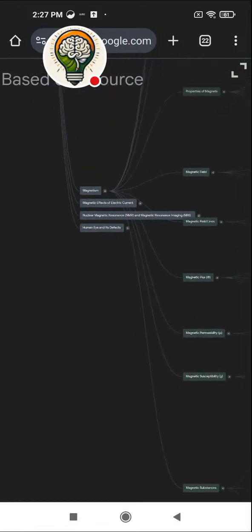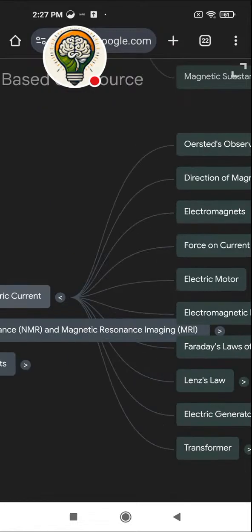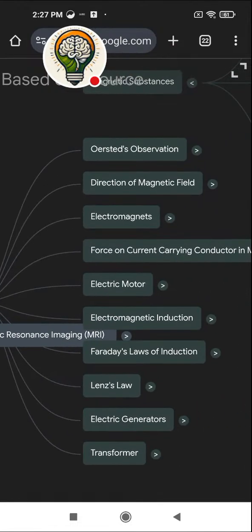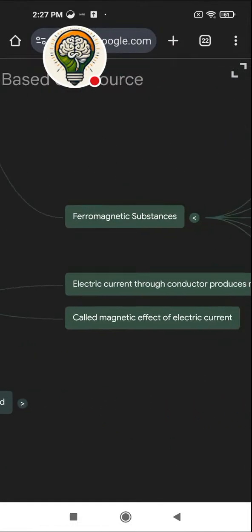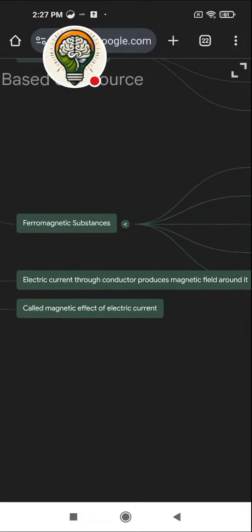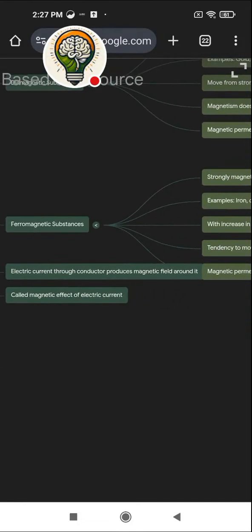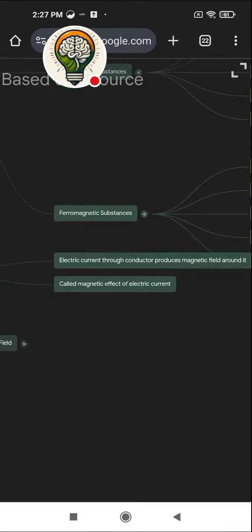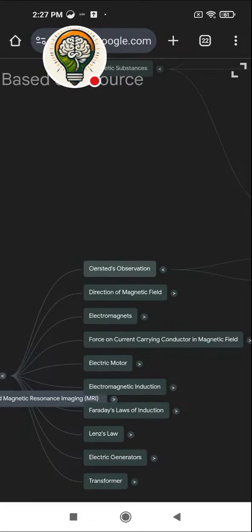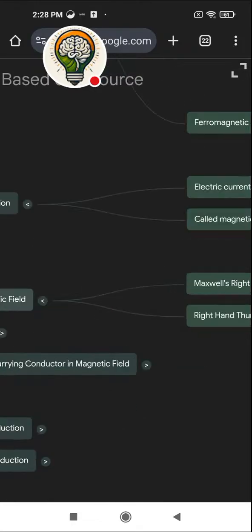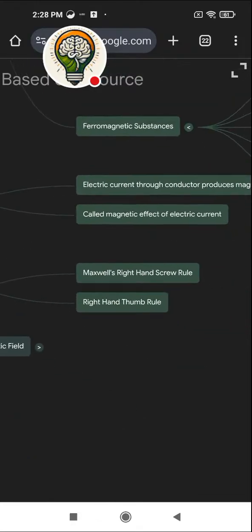Then the magnetic effect of electric current. Oersted's observation: an electric current through a conductor produces a magnetic field around it, called the magnetic effect of electric current. Then the direction of magnetic fields: Maxwell's right hand screw rule and the right hand thumb rule.